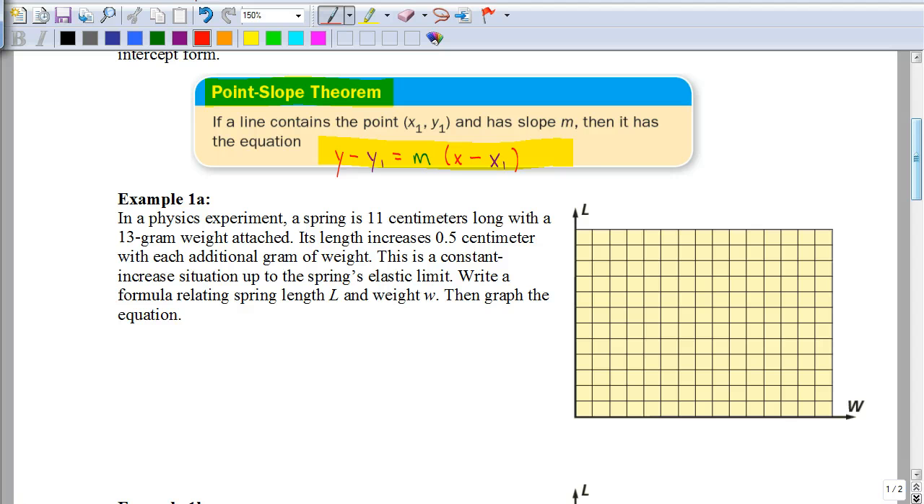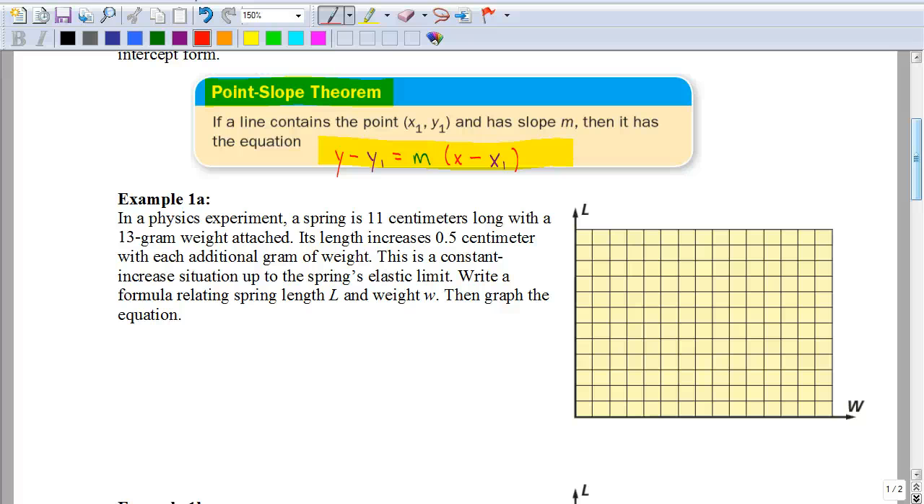used. So it says, in a physics experiment, a spring is 11 centimeters long with a 13-gram weight attached. Its length increases 0.5 centimeters with each additional gram of weight. This is a constant increase situation, so we're going to be continually increasing here, up to the spring's elastic limit. Write a formula relating spring length L and weight W, then graph the equation.